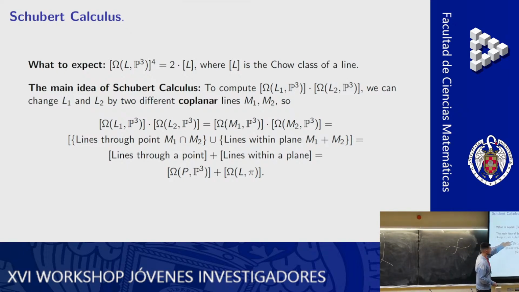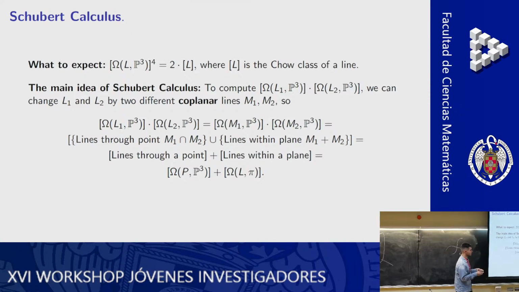The main idea of Schubert calculus is that if you take the square, which is the same as omega L1 P3 by omega L2 P3 for L1 and L2 two different lines, we could change L1 and L2 by two different coplanar lines. And why is that the main idea? Because this simplifies the computations a lot, since the product of the two classes, as they are different, is just the class of the intersection of those two sets.